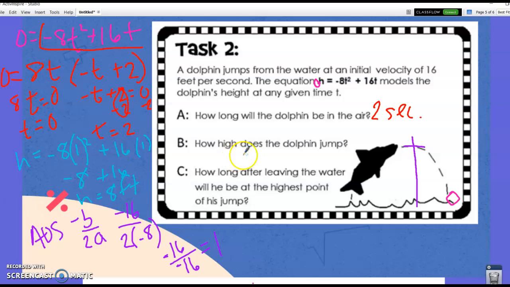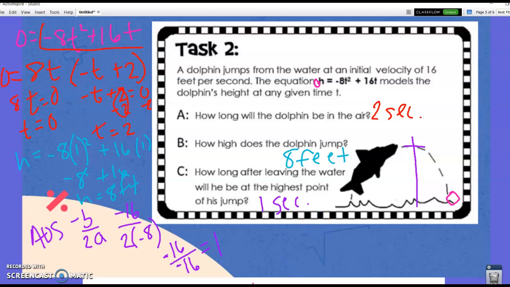Okay, so B is going to be 8 feet, and we found that by finding our whole vertex. And then C we already answered. C was how long after leaving the water will he be at his highest point, which is the x value of the vertex, which was 1 second.